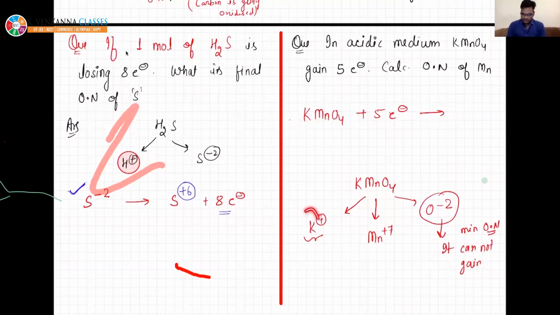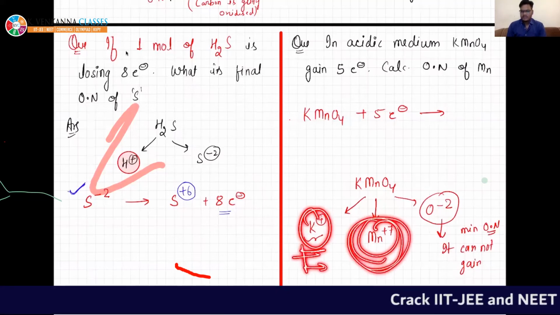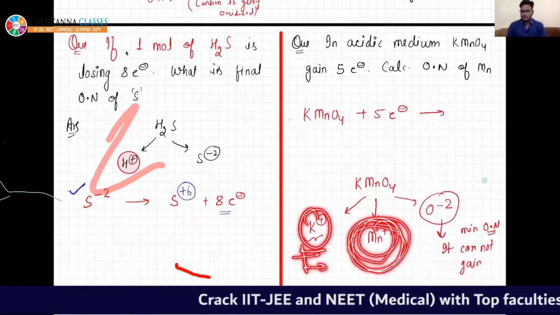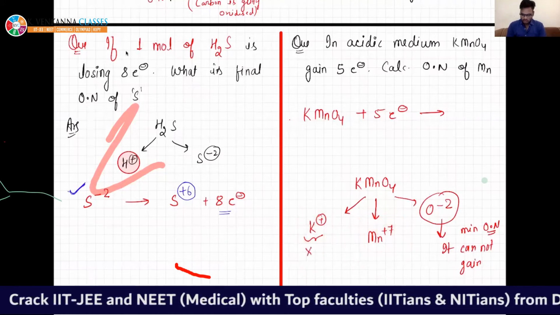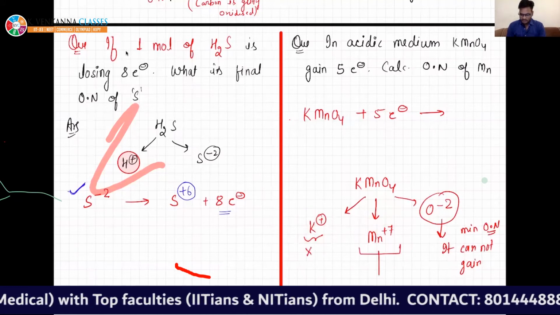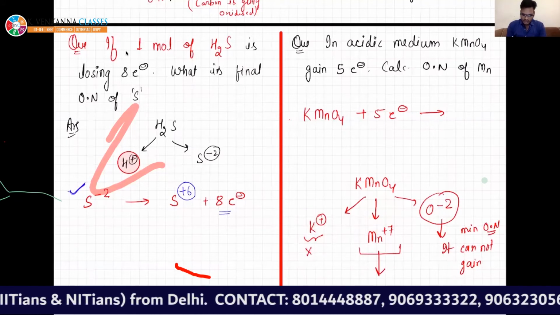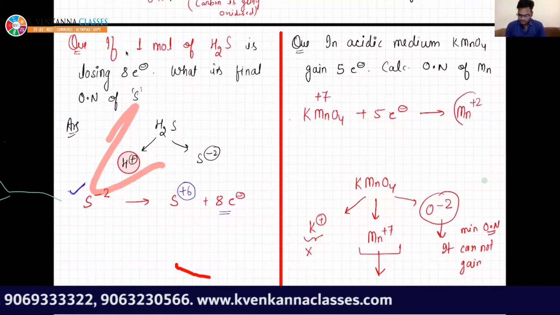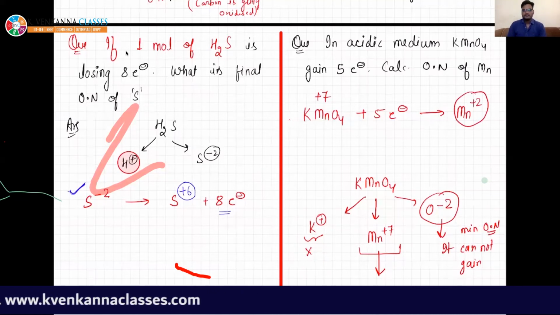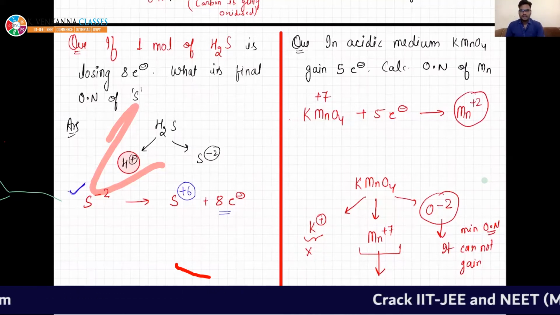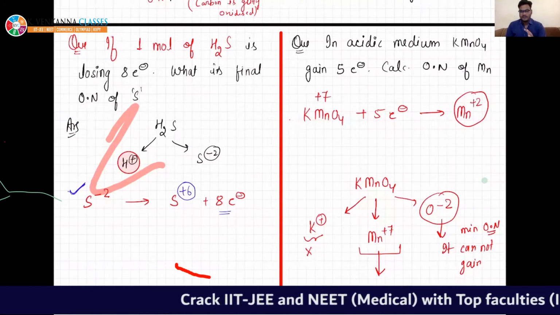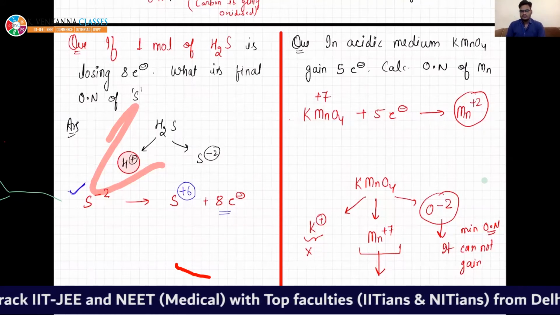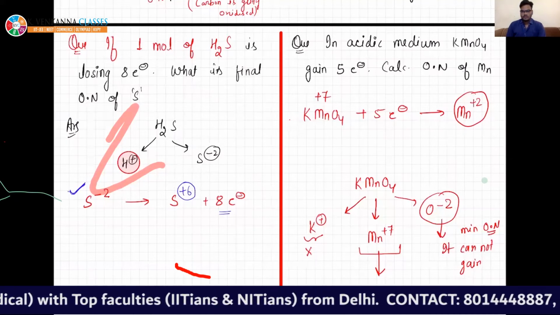Now you remain with K+ and Mn. An alkali metal or alkaline earth metal will not gain electrons in the presence of other atoms which are able to gain electrons. So K will not gain. Mn+7 will gain 5 electrons. It is in +7, so if it gains 5 electrons, it has to become Mn+2. Is it okay, beta? These are very important and conceptual things. Quickly tell me, is it okay or should I repeat it again?